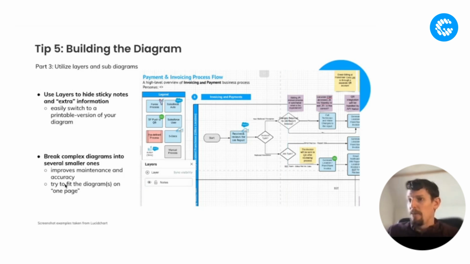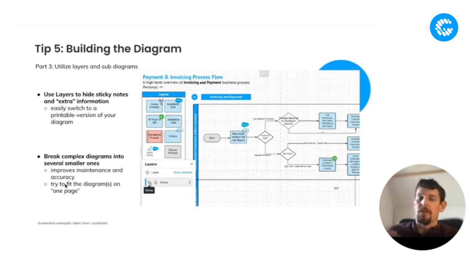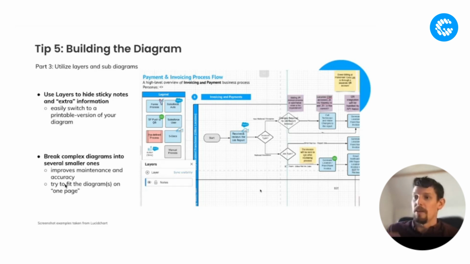My other last bullet point here is, if your diagram becomes way too complex and you're trying to smash too many things into one diagram, I don't follow the one-page rule, but if it's starting to become a novel, try breaking it down into multiple different diagrams. It would also help you with the accuracy and maintenance side of things that we talked about in tip 4.